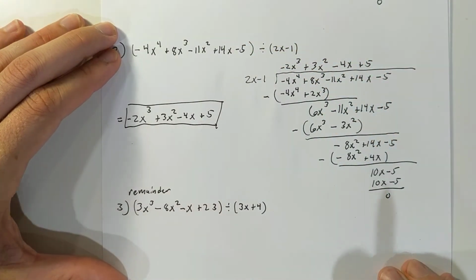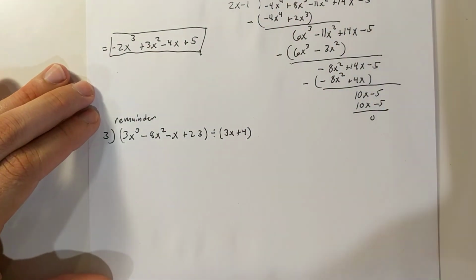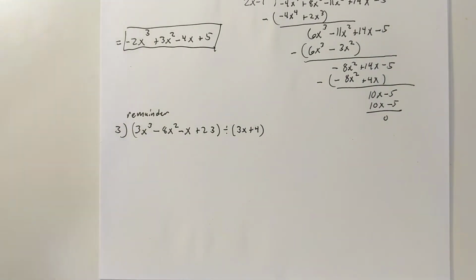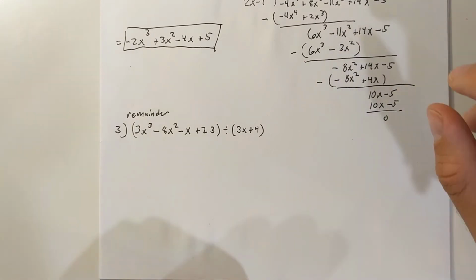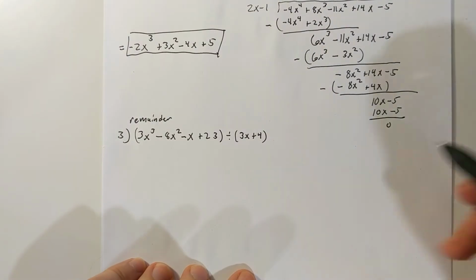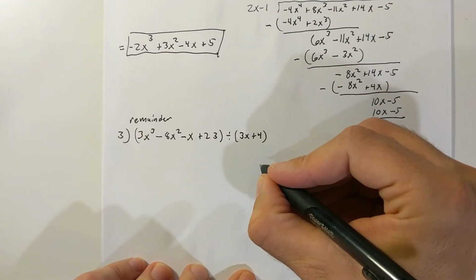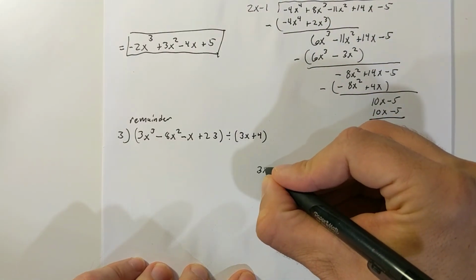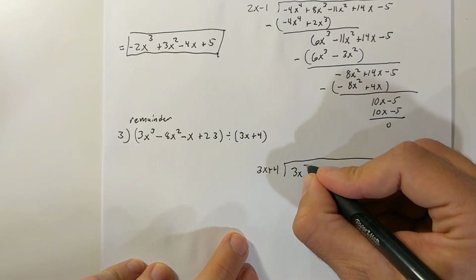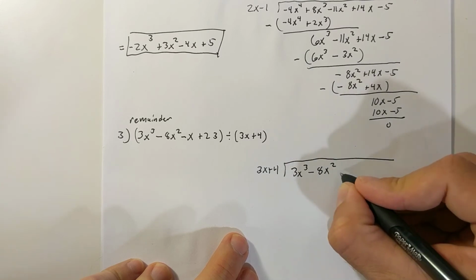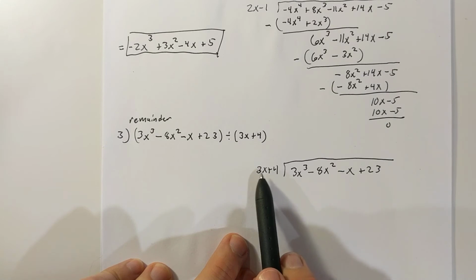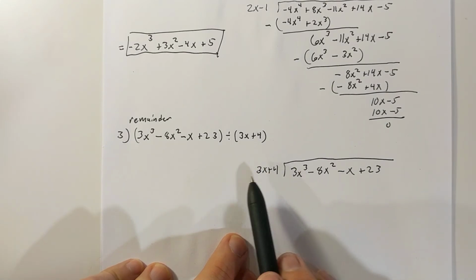Now this one is going to have a remainder, as I said. So I'm going to show you how to deal with that. All right, so exactly the same way, we're going to set it up. So we've got a 3x plus 4, and I am dividing a 3x cubed minus 8x squared minus x plus 23. All right, well, the 3's are the same, so this thing is going to have a coefficient of 1.